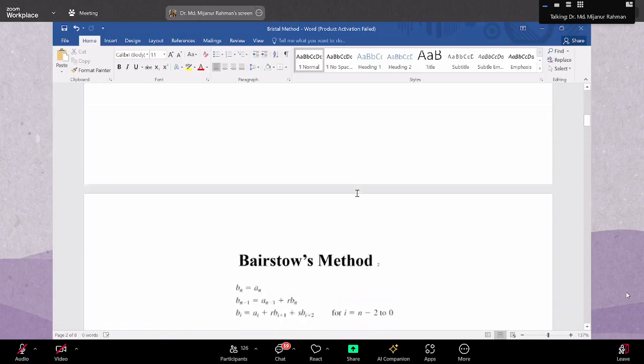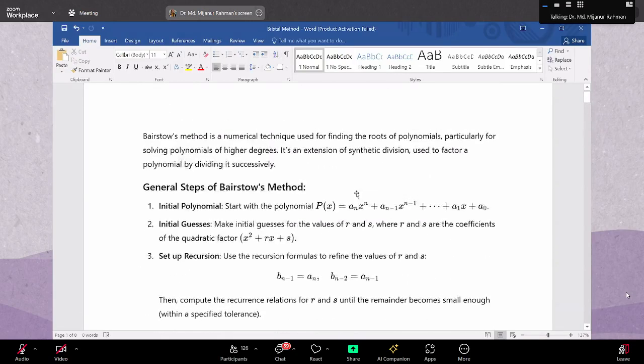Again, if you have any question about the Bairstow method, how many questions do we have in this class?